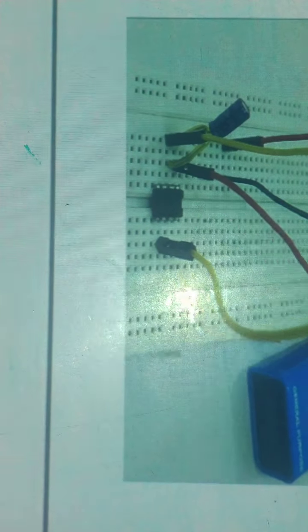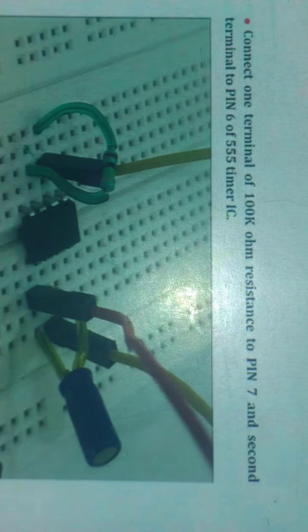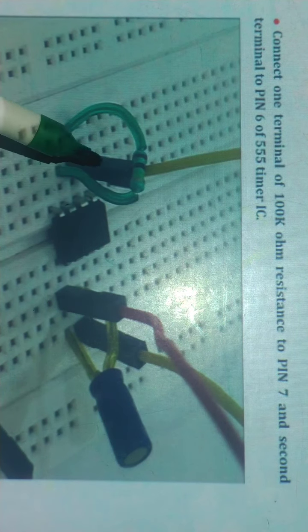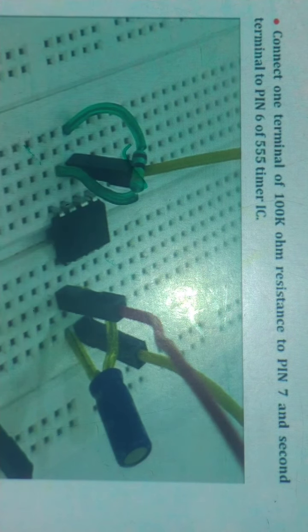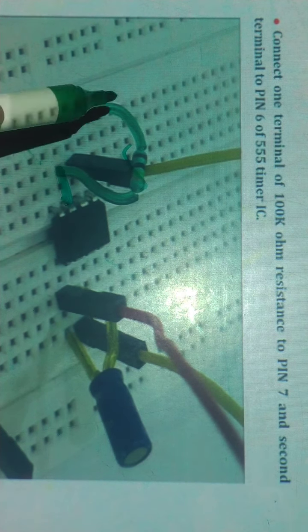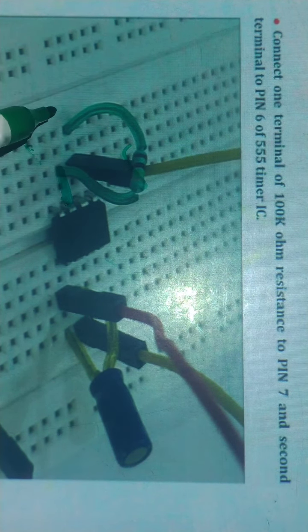What is the next procedure is to connect one terminal of the 100 k ohm resistance to pin number 7. Connect one terminal to pin number 7, in the same row of pin number 7, and the second terminal to pin number 6, in the same row of pin number 6.